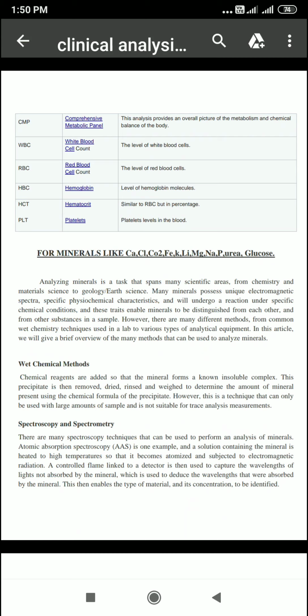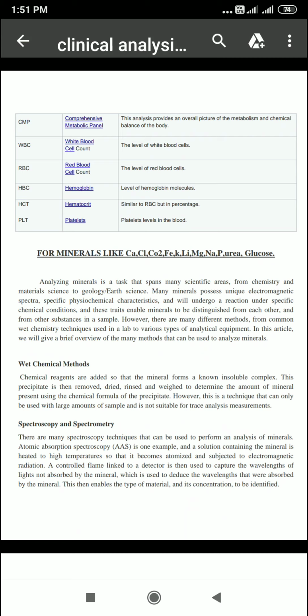However, there are many different methods, from common wet chemistry techniques used in a lab to various types of analytical equipment. In this article, I will try to give you a brief overview of the many methods that can be used to analyze minerals. The wet chemical method.